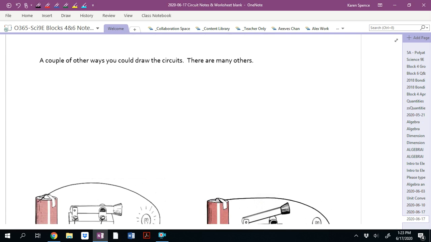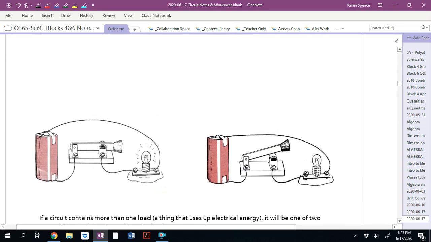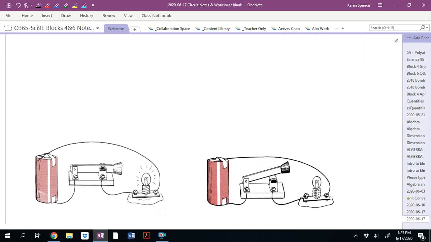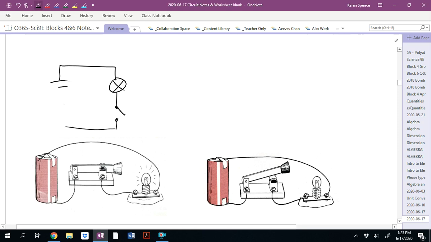Here are a couple other ways we could draw those circuits. Okay, here we've got a closed one. We could draw it like this. We could say, okay, here's my positive and negative terminal of my battery. I could draw the light bulb over here, and I could draw my switch. Oh, I could draw it in that same line if I wanted to. I could put that here, or I could put it here. It really doesn't matter. Okay, there we go.